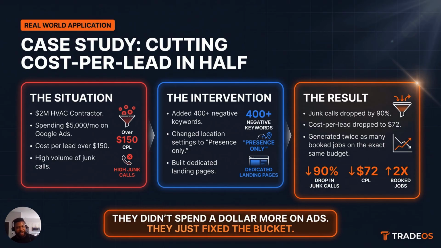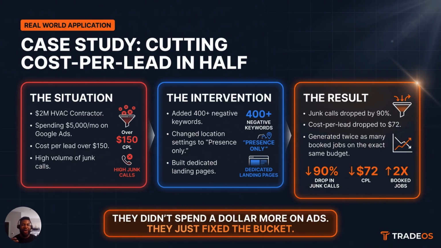And our intervention was we added 400 plus negative keywords. So we eliminated a huge chunk of people by getting rid of those negative keywords. We changed the location settings to only people who are living in that area. And then we built dedicated landing pages around their services to make things simpler, right? And the result was that the junk calls dropped by 90%.